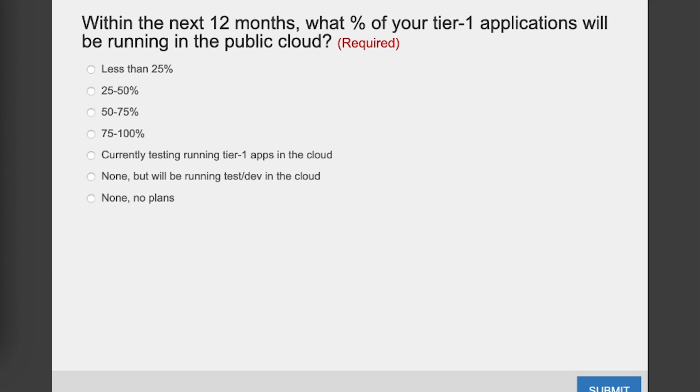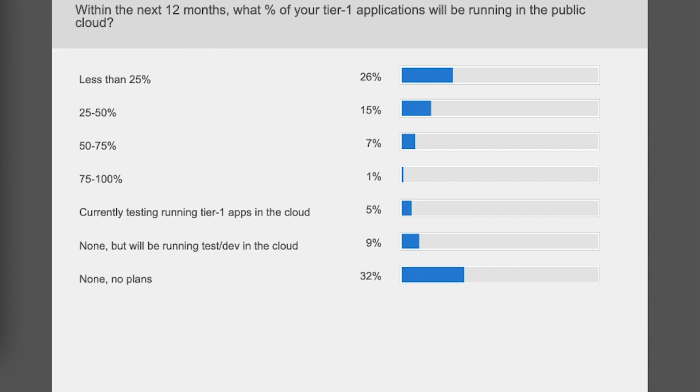All right, thank you everyone. We appreciate those responses. Let me share the results now. It looks like 26% said they currently have less than 25% of their tier 1 applications in the public cloud. 16% are 25 to 50, ranging on up to 8% at 50 to 75, and 2% 75 to 100%. 6% are currently testing tier 1 apps in the cloud. 8% said they'll be running test and dev in the cloud, and 34% don't have any specific plans right now.